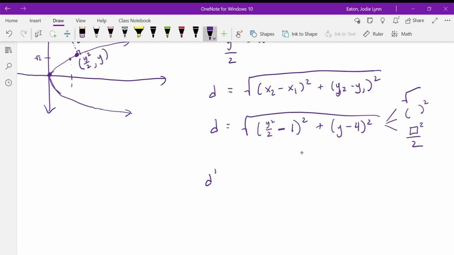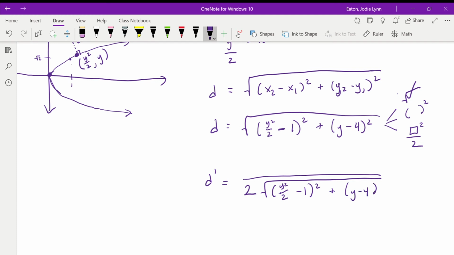The derivative of that is going to be 1/2 times the whole inside to the negative 1/2 power. So we're going to have a 2 in the denominator, and a square root of everything that's in there in the denominator. That takes care of my square root. So we have the radical of (y squared over 2 minus 1) squared plus (y minus 4) squared. We don't change anything inside.